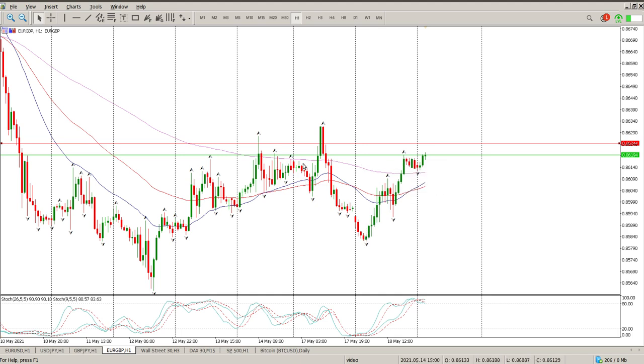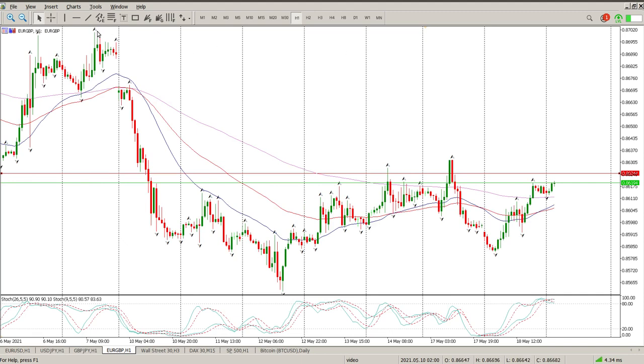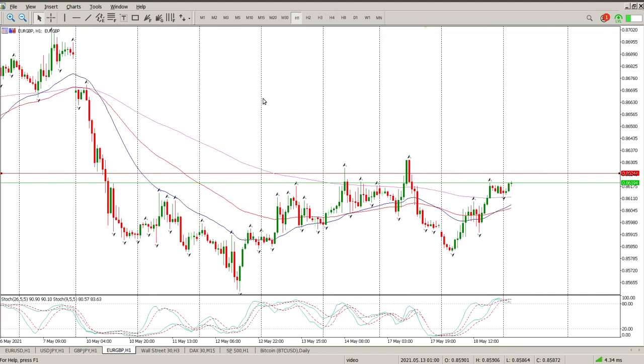I think we're going to need to get above structure, and the first bit of structure is 0.86244. If we can get above it, come back and hold it, then we're looking for a move back to the upside. I do have a very strong magnet up there as well. From a technical perspective at the moment, we have a low, lower low, then a higher low. In other words, a rounding bottom, cup and handle. You could even make an argument for an inverse head and shoulders.